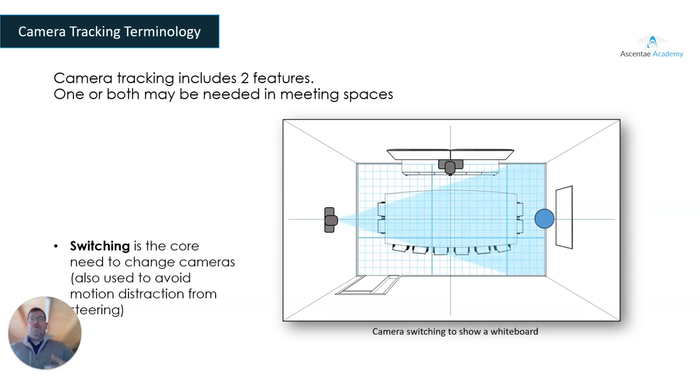However, it may also need to switch cameras in order to get participants at the head of the table, or, as in this instance, if they are writing on a whiteboard. Whilst we could do this by steering a single camera, by switching cameras, it avoids unnecessary motion of the camera and will give a better frame for the whiteboard rather than a very side-on view.